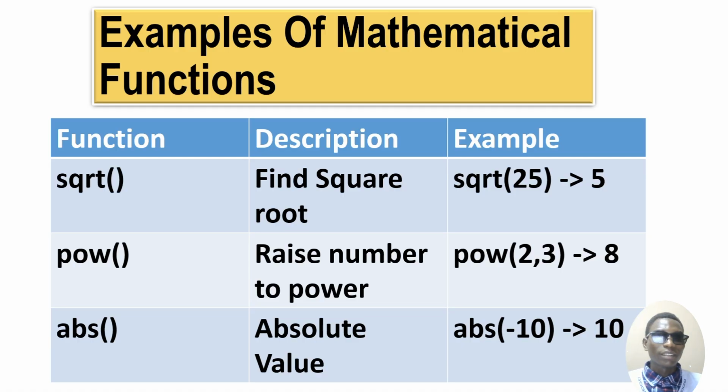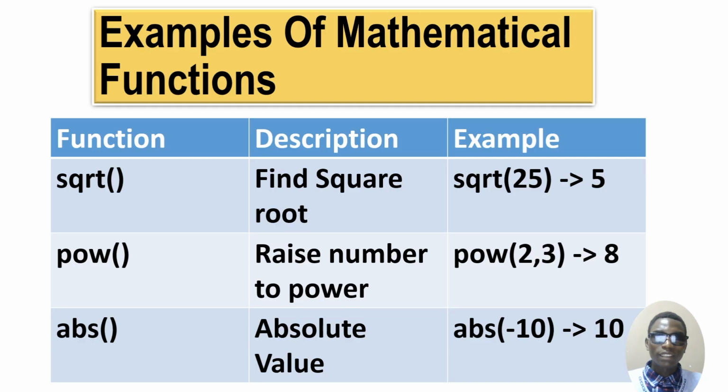This is a function for finding square root. For example, here when we say sqrt 25, the output will be 5, meaning the square root of 25. Also this is pow. This function raises a number to a power, meaning it's used to calculate a given power, right? For example, we can take 2 power 3 and we'll get 8 as output. We'll take a simple example, don't worry.